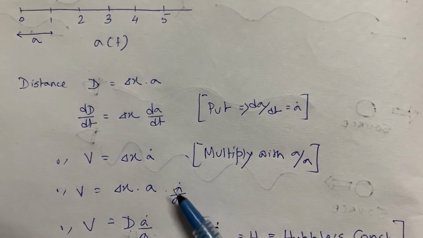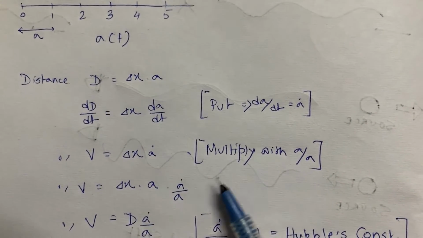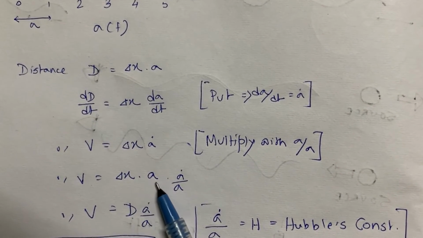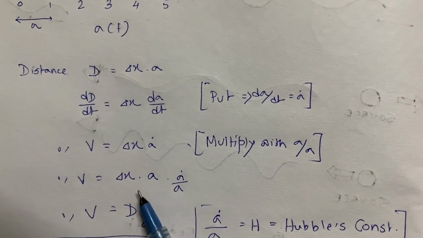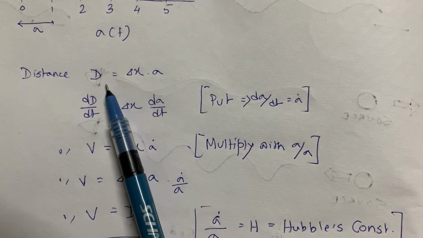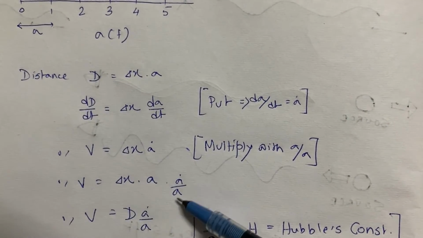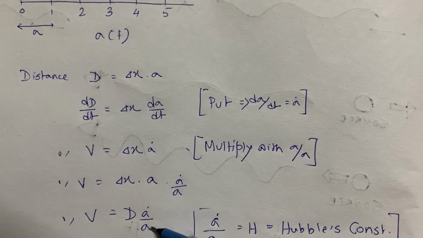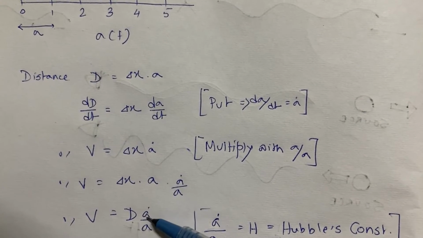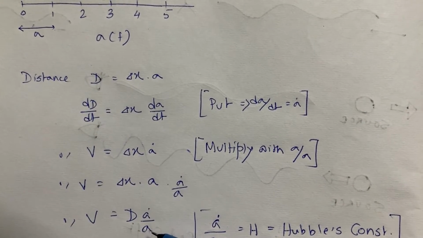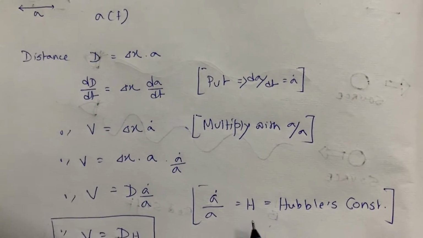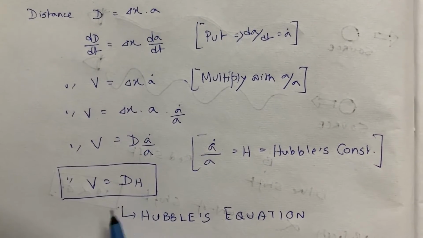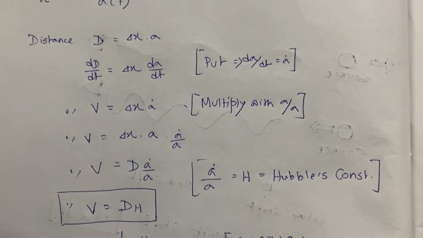If we multiply this equation by A by A, we'll get delta x A multiplied by A dot by A. Delta x A is nothing but the distance D, and A dot by A, this ratio is called H, which is known as Hubble's constant, and this is the famous Hubble equation.